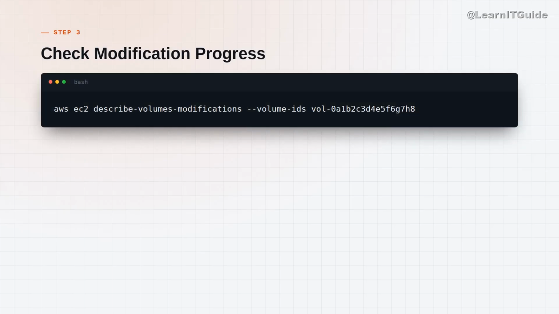How do you know when it is finished? Use the describe-volumes-modifications command. Keep running this until the state changes from modifying to completed. If you try to resize the partition before AWS finishes this process, your operating system will not see the new space, and you might cause a partition table error. Always wait for the completed status before moving to the next step.